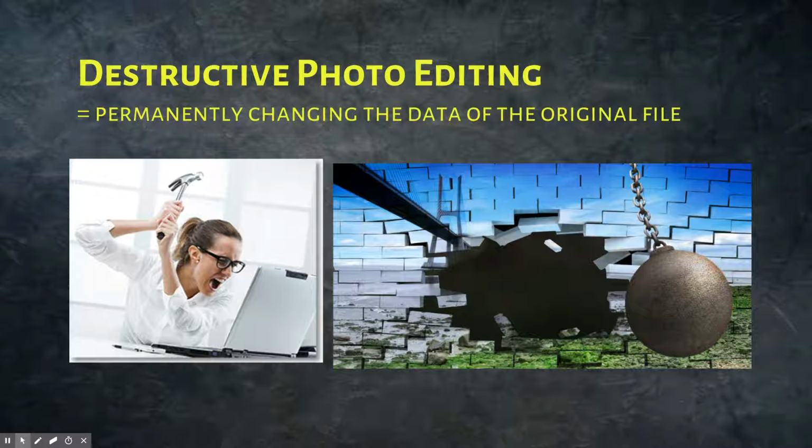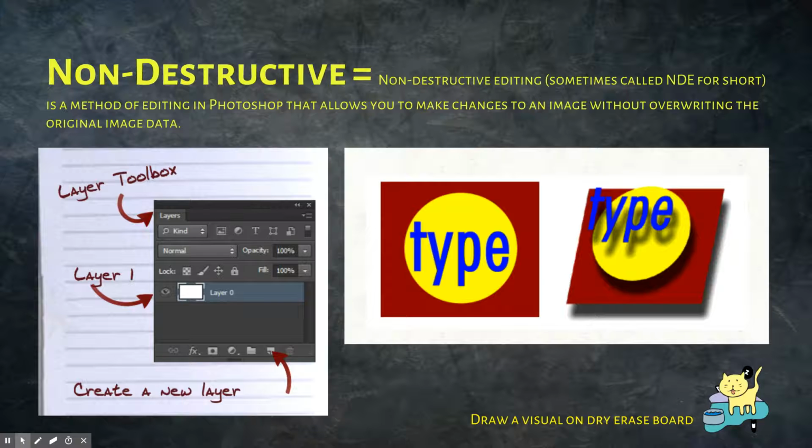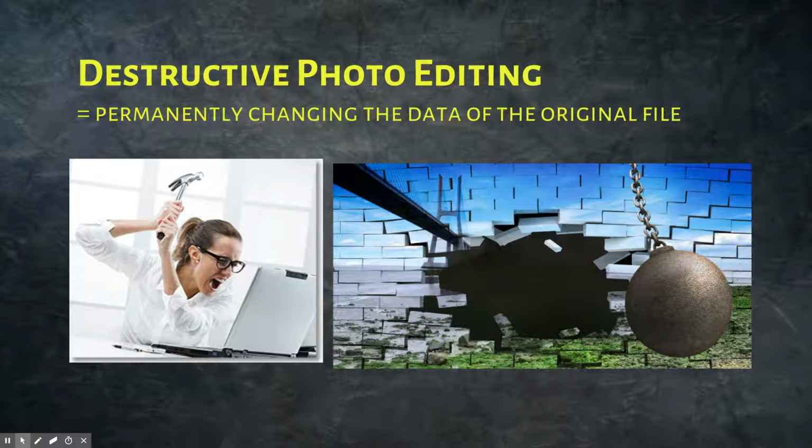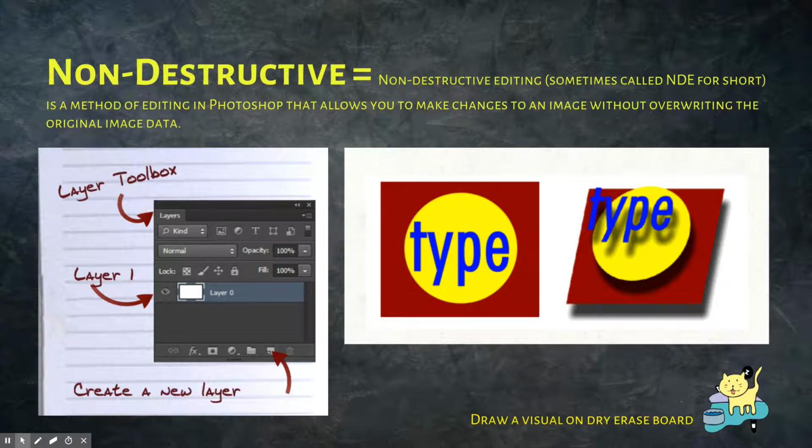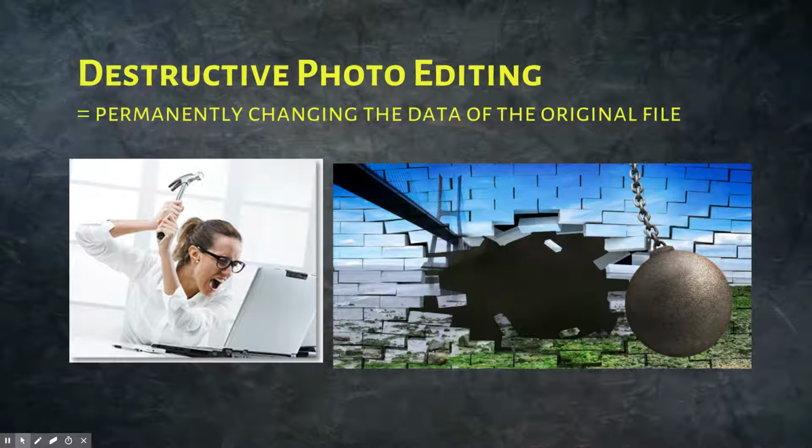Sometimes it's referred to as just destructive photo. Sorry, I was mixing up non-destructive. But destructive photo editing means that you are taking the original file and you are adding all of these adjustments to it, but you're not saving and protecting the information that you had at the beginning.